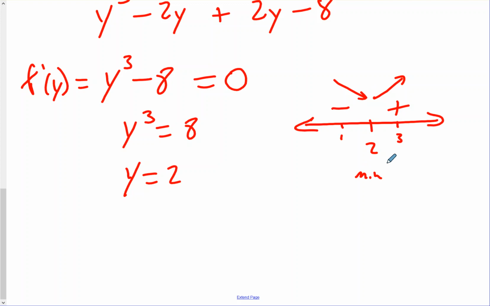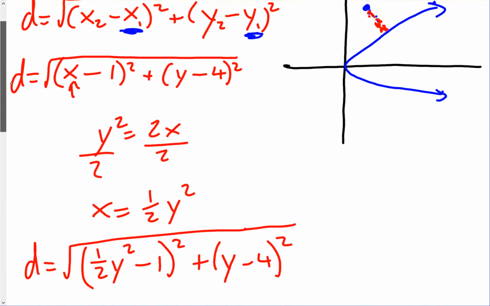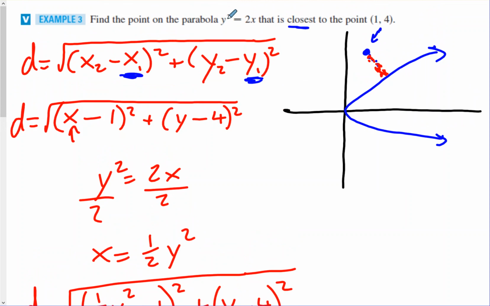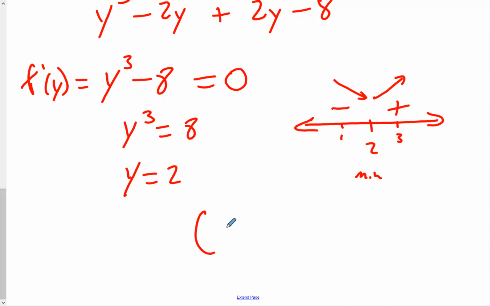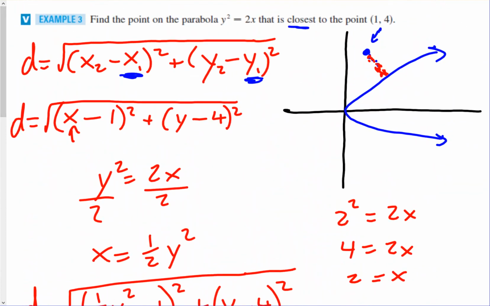And if y is 2, we can figure out what x is. Just plug into our formula for the parabola. y is 2, so 2 squared equals 2 times x. 4 equals 2x, so x equals 2. x is 2, y is 2. So the point on the parabola that minimizes the distance, the point closest to the point 1, 4, would be 2, 2. And that would be the solution to that problem.